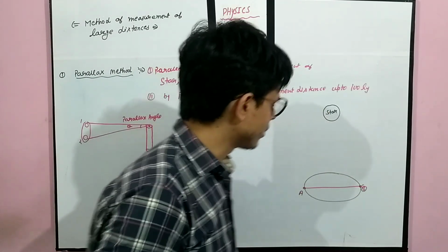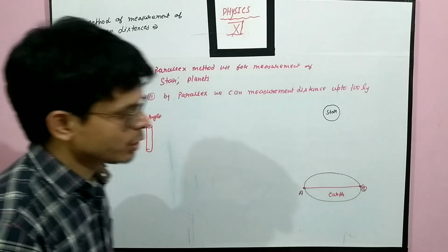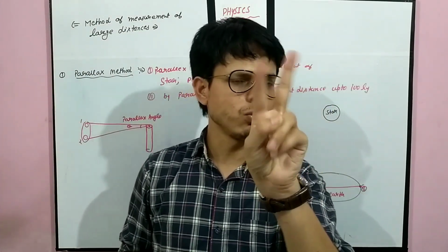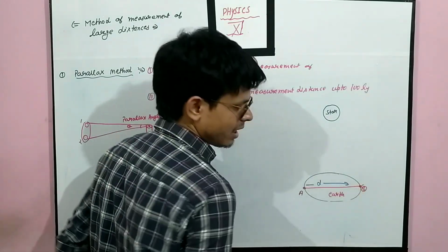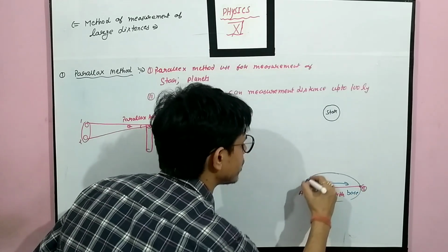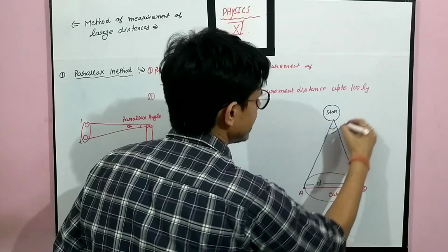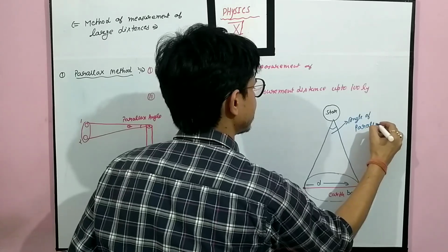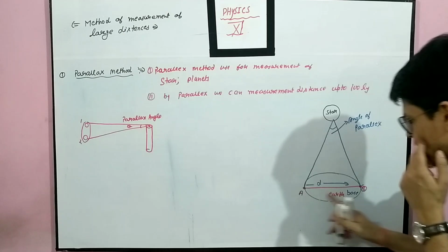Similarly, suppose you want to find out the distance of this star from the Earth. For that, you have to take 2 near points from where you are observing. They are near to each other. Let these be the 2 points at distance d. This is called the base. Then you will observe the star from these 2 points, and an angle will form. This angle is called the angle of parallax.